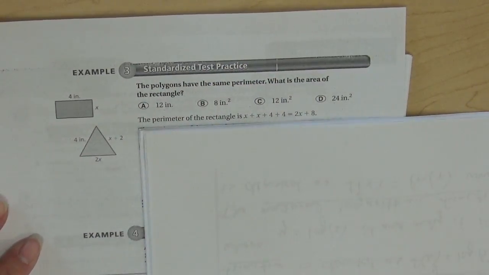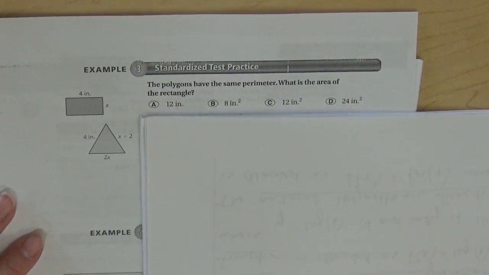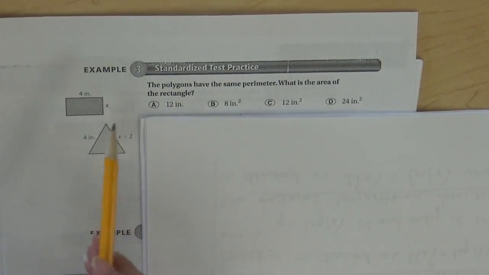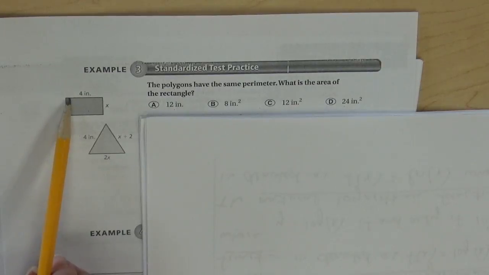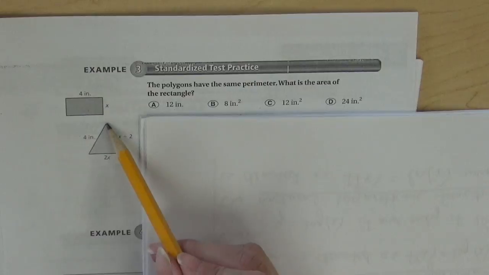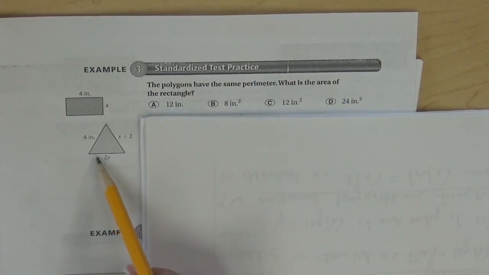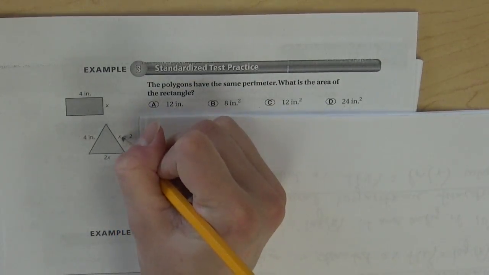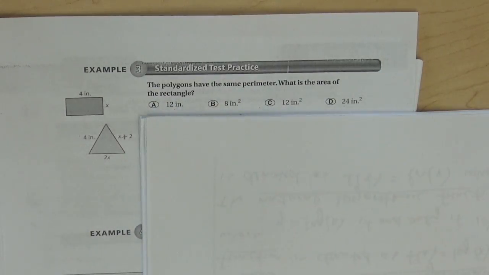Okay, so if you look at your paper, you may not be able to see it on mine, but on your paper you should be able to see that you've got 4 inch by x for your rectangle. The triangle is 4 inches by x plus 2 by 2x. That x plus 2 is really pale. Okay? So, they have the same perimeter.